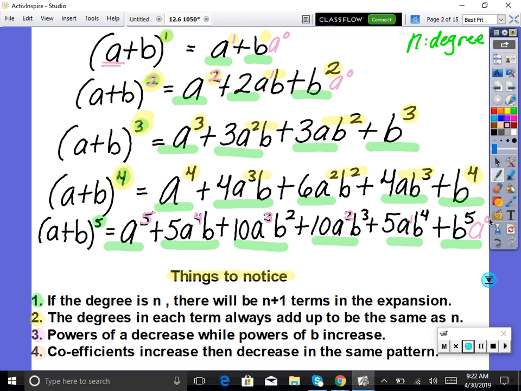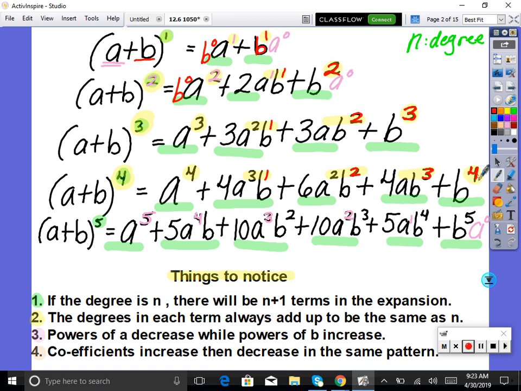As your front thing starts from the highest degree and counts down, your back thing, the B, will do the opposite. Notice B will start at 0 and count up to the highest degree. So notice right here we have B to the 0, B to the first. Right here we have B to the 0, B to the first, B to the second. You guys see how it's just backwards? B to the 0, B to the first, B to the second, B to the third, ending with the highest degree. B to the 0, B to the first, B to the second, B to the third, B to the fourth. All right, and last thing to notice is the coefficients.